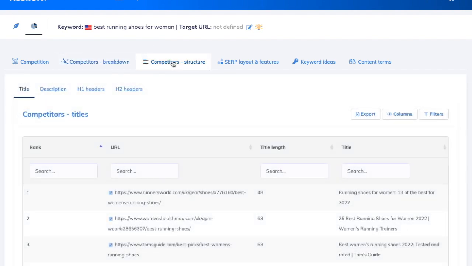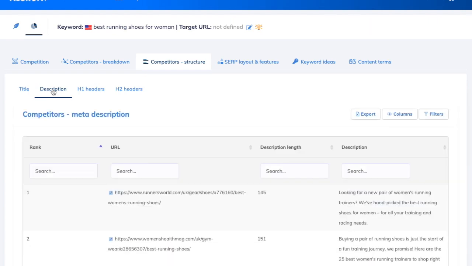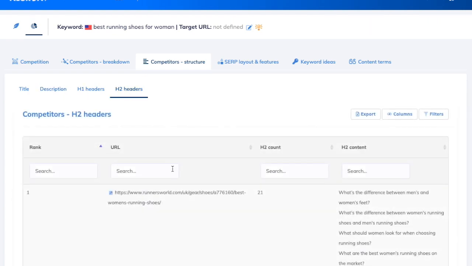Then you have the competition structure. So the competitors' titles, descriptions, headers, and so on in a list, easy to export, easy to understand where we are compared to our competitors.